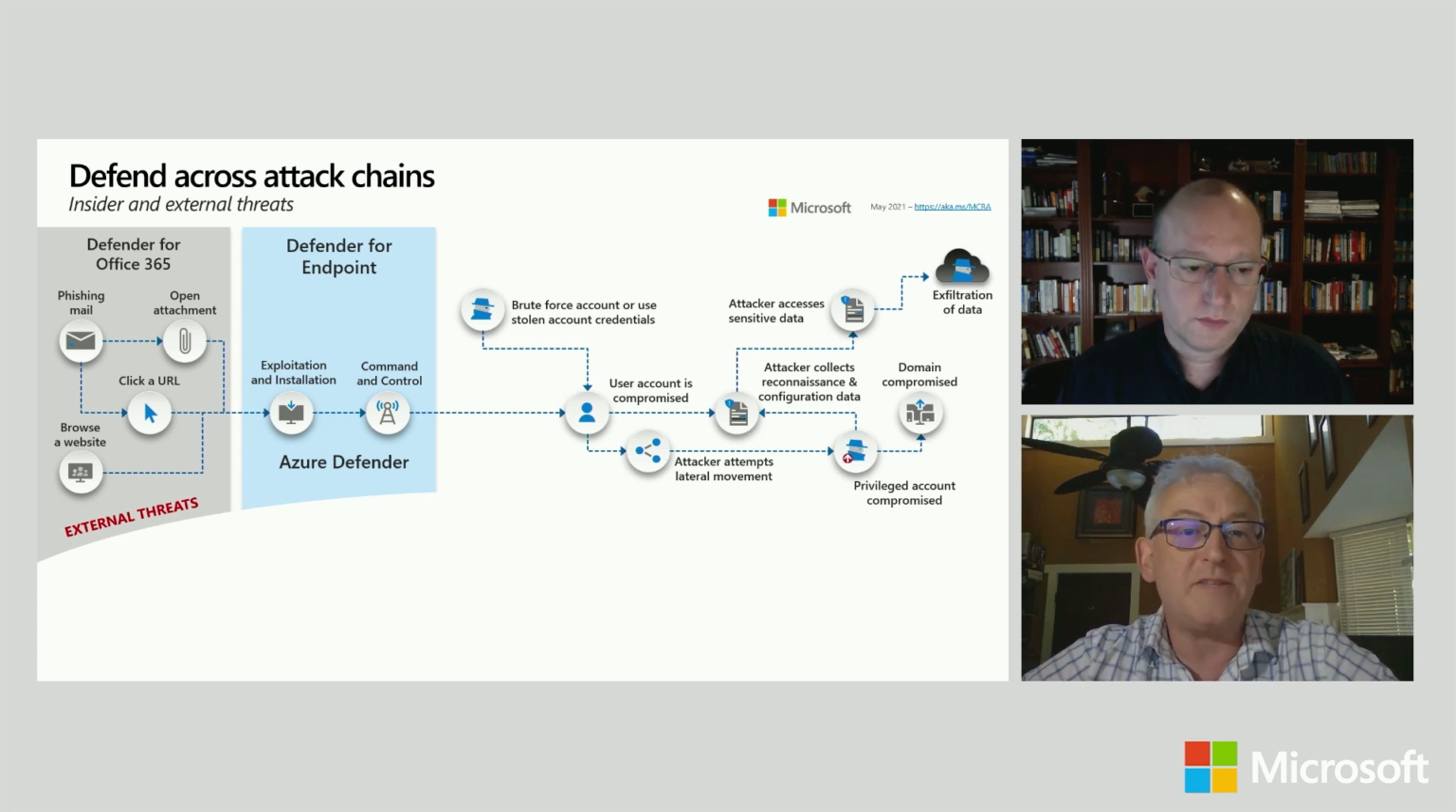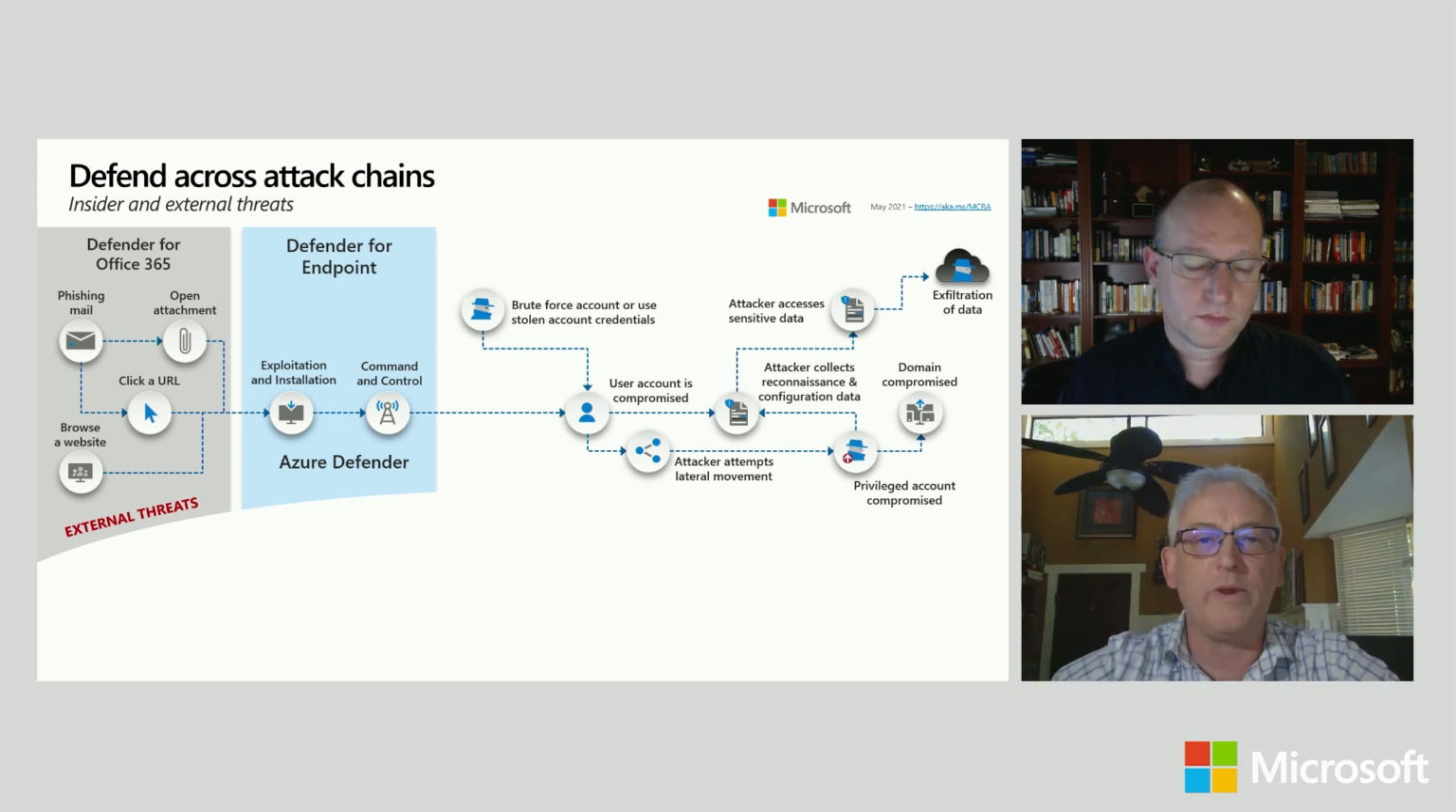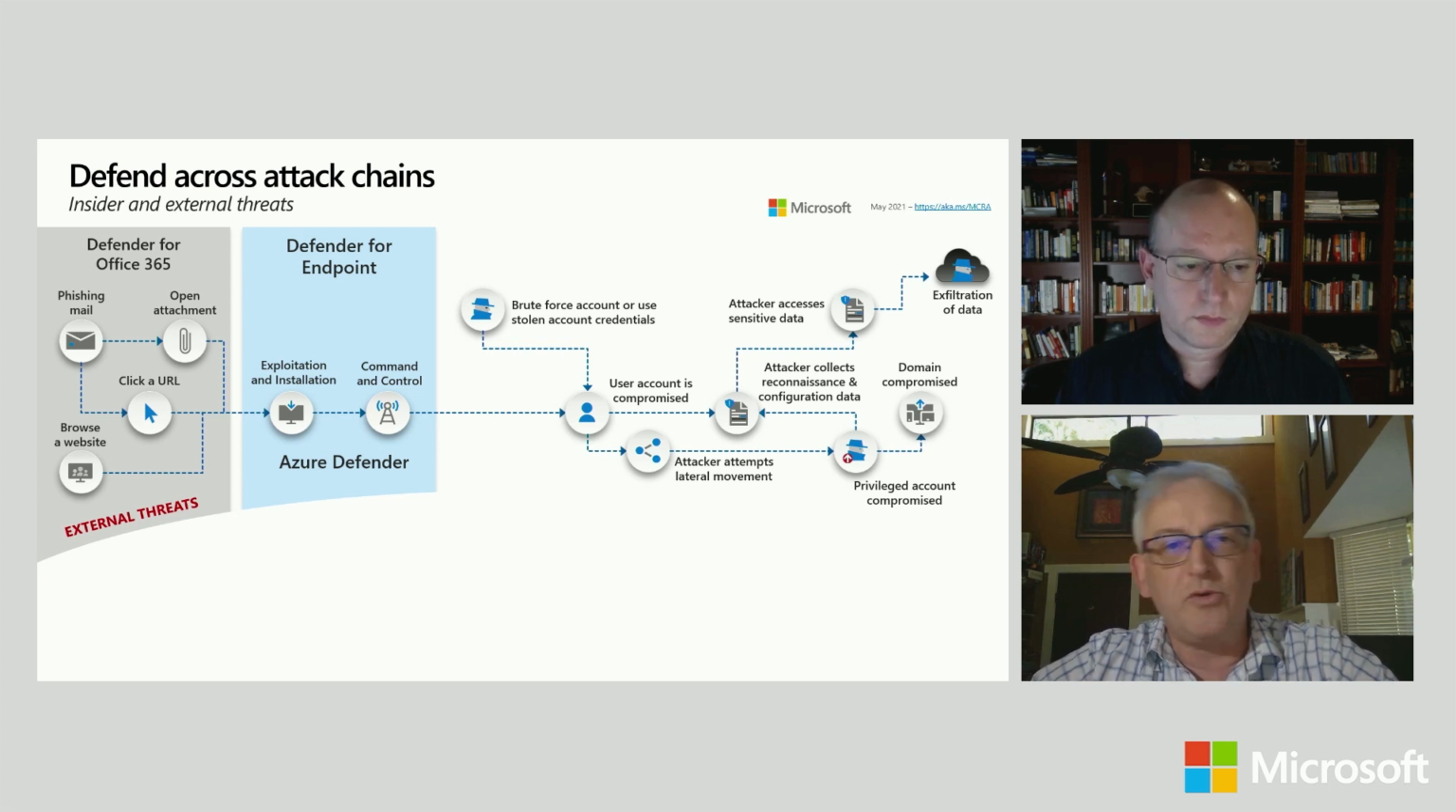So looking for anomalous behavior on the endpoint, an indication that something bad is happening. When that happens, we will take action to block the attack. We'll investigate it further. We will tell the other parts of the Microsoft environment what we've found. So we're sharing signal across these products and services. So we're kind of moving up and down the attack chain as we go.